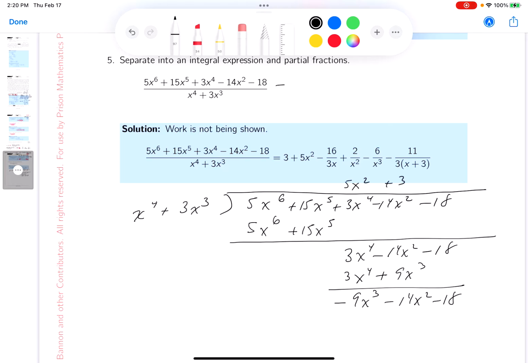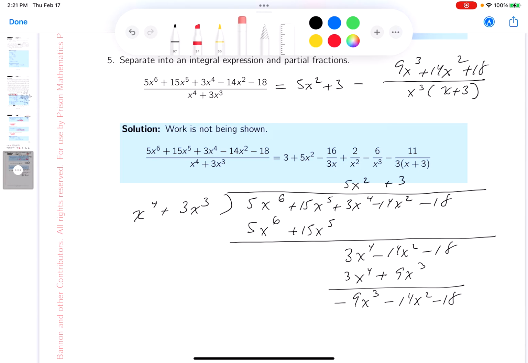So if I were to write this thing down, what am I getting for the quotient? I'm getting 5x squared plus 3. And then I have to look at the remainder. I'll write it down. It's going to be minus 9x cubed plus 14x squared plus 18 over, I'm going to factor this now, x cubed times x plus 3.